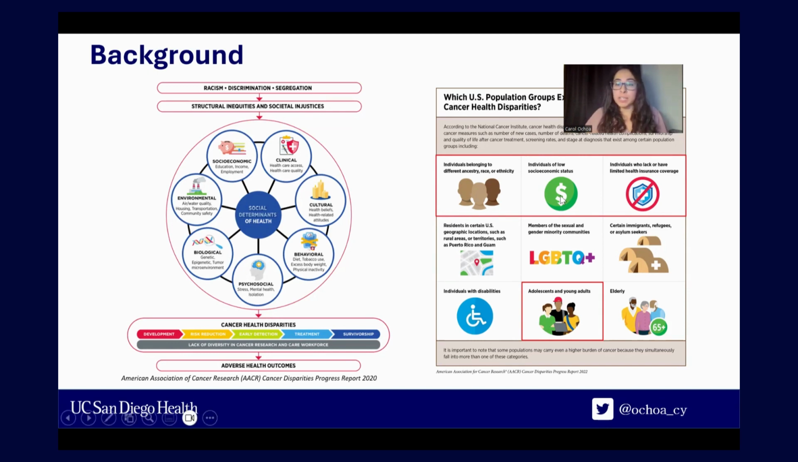The figure to the right highlights some of the populations here in the US that experience disparities, and my work really focuses on the top three, which are individuals that belong to minoritized groups, individuals who have low socioeconomic status, and who lack or have no health insurance. Additionally, my work focuses on adolescent and young adults.